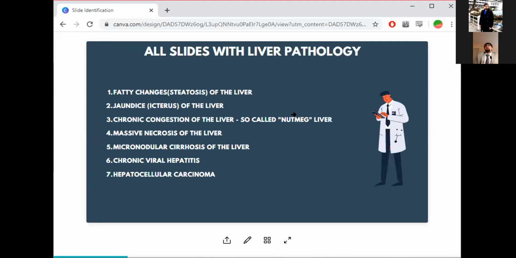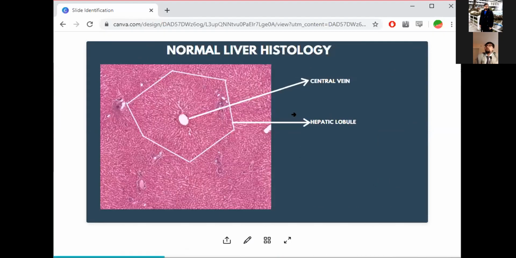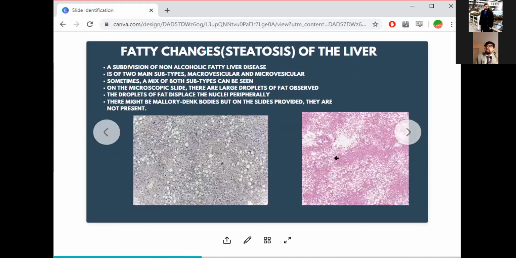So when you look at liver pathology, when you get the slide, let's reiterate. Look at the normal histology. Look at the shape. Look at the presence of the central vein. Look at the hepatic lobule. Look at the portal triad. Look at the way the hepatocytes and the sinusoids are arranged. When that changes, you have pathology. In fatty change or steatosis, you'll have accumulations here of fat.